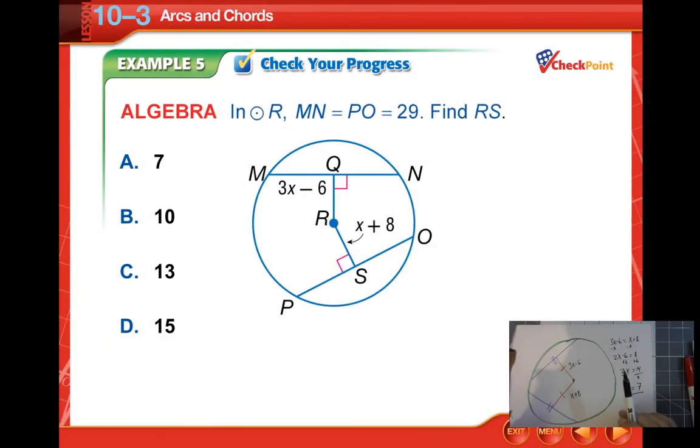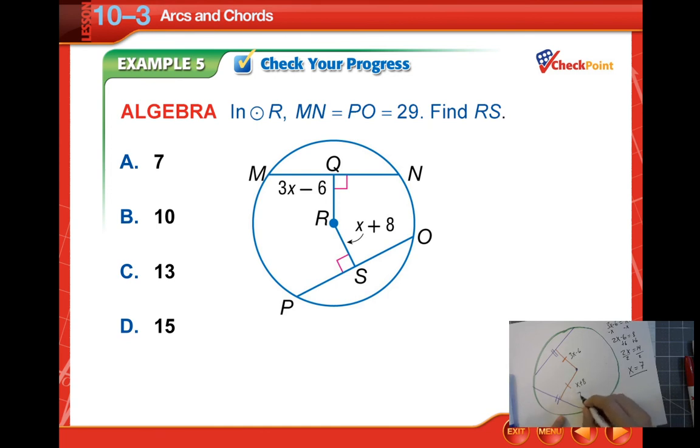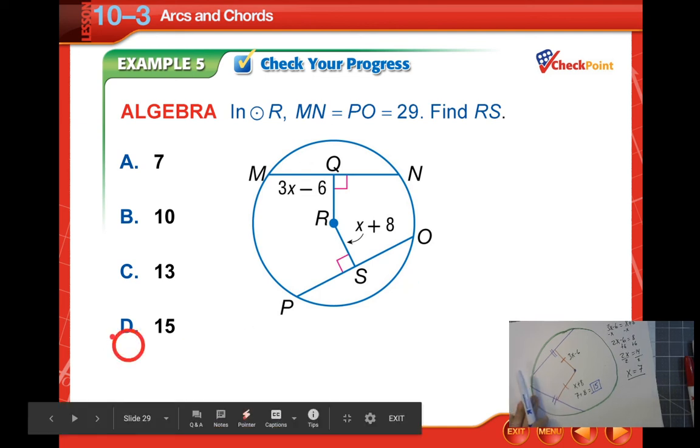Find RS. RS is 7 plus 8. So we get, let's pick a different color to celebrate finding the correct answer. 15, is that an option? It is. It is option D. And we got it. Just barely. You can see it almost didn't pick D. It was very close to picking empty blank space.